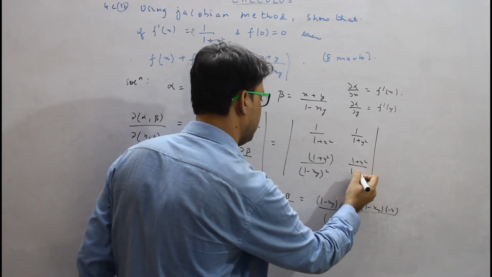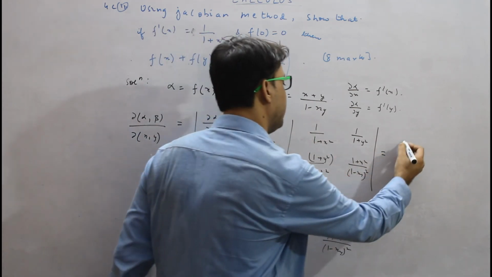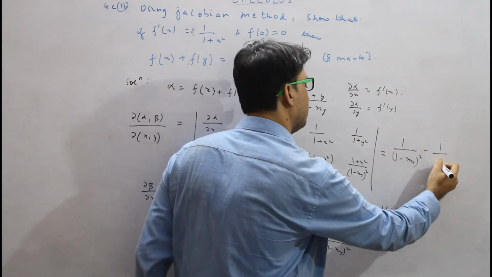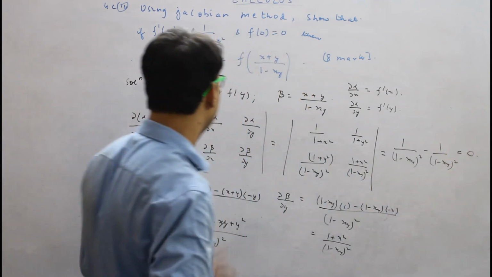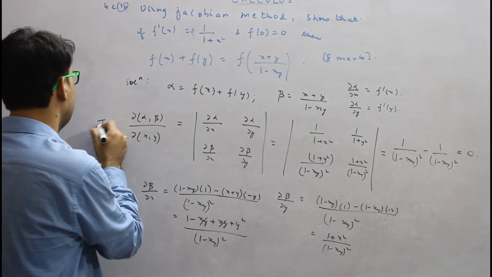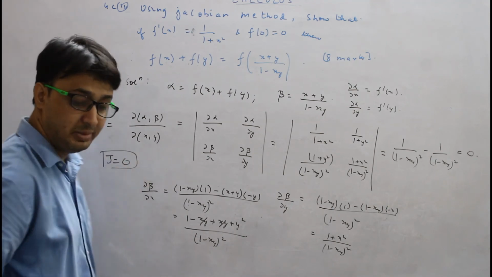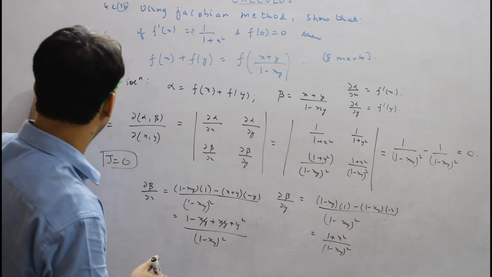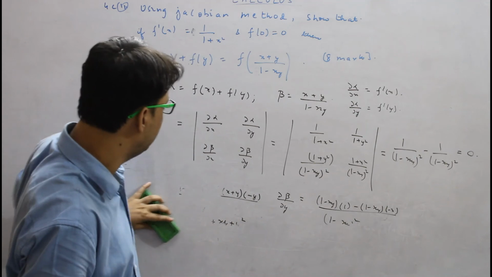Alright. So when we write this, we will write this as 1 by 1 minus x whole square minus 1 by 1 minus xy whole square. So this is equal to 0. So Jacobian comes as 0. So that means alpha and beta are functionally dependent. So there is a relationship, that functional dependency is on alpha and beta.